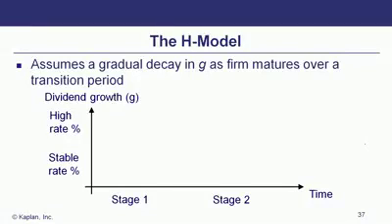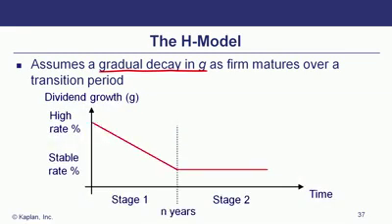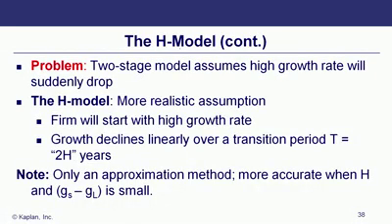The H model assumes a gradual decay in growth levels. So it's not high and suddenly low, but as the firm matures over its transition period, your growth gradually drops to a constant level. So we were high here, we're just on a linear basis dropping down to our long-term growth rate. That's the characteristic of the H model. Some sort of phrase like that is what you're looking for in the exam as the clue the H model is relevant. So, let's put it into practice.